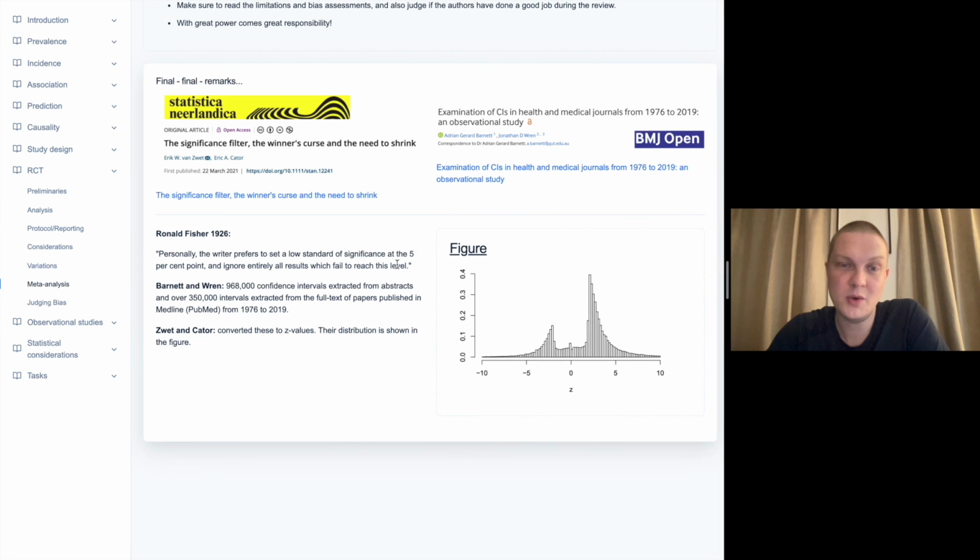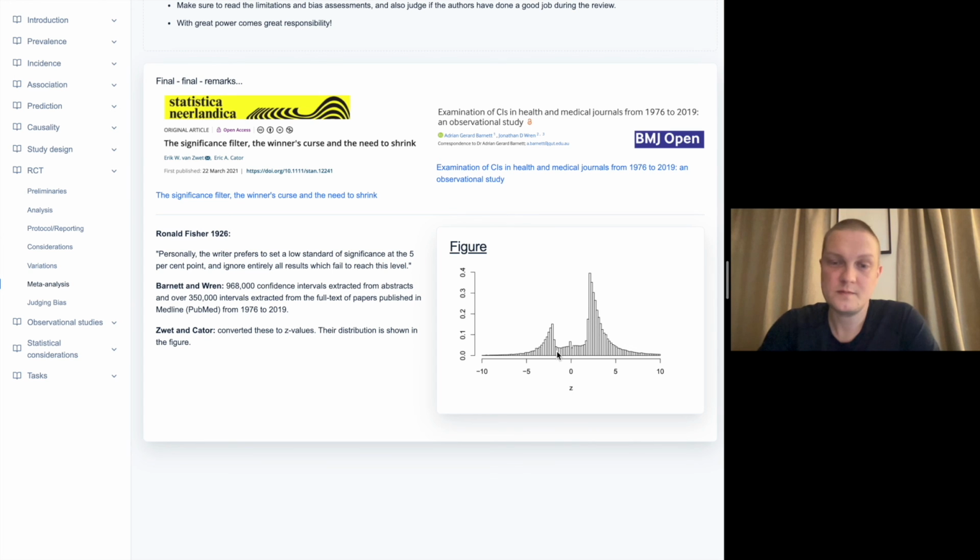Most likely because scientists and researchers have adhered to this idea that as long as you don't cross the statistical significance line, you should ignore entirely all results. This is terrible. This creates a massive publication bias. I want to know about all these studies. I want to know what they were and what their findings were. I don't care if their p-value didn't exceed or fall below a certain threshold. And it's quite obvious that there has been a lot of publication bias going on here.